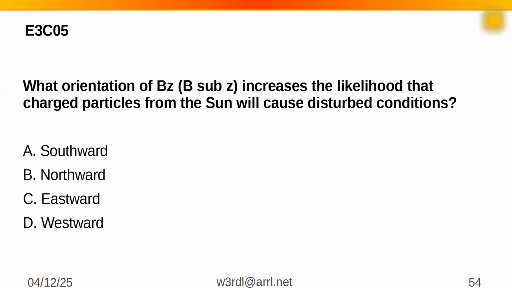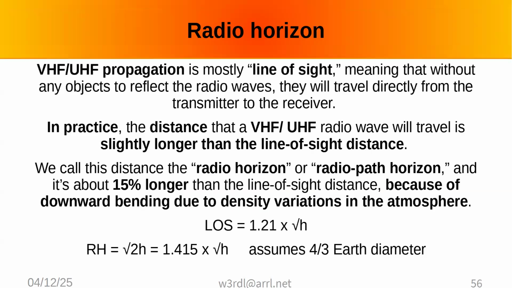What orientation of B sub Z increases the likelihood that charged particles from the sun will cause disturbed conditions? And that's all you need to know about B sub Z. You don't have to understand it.